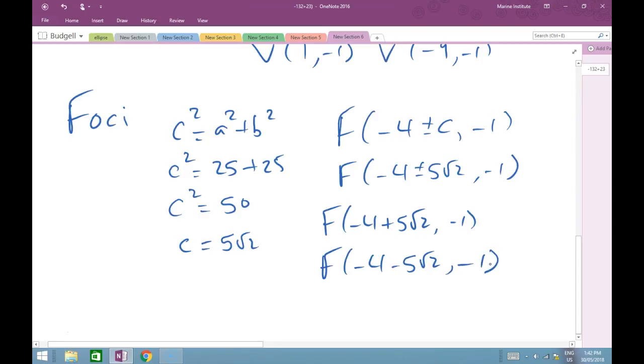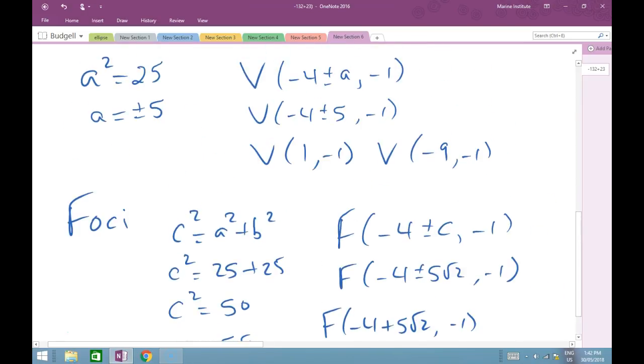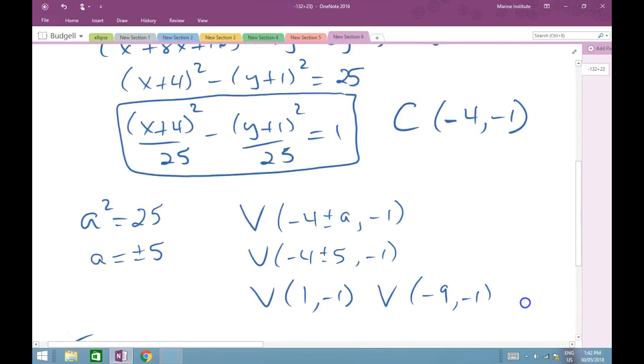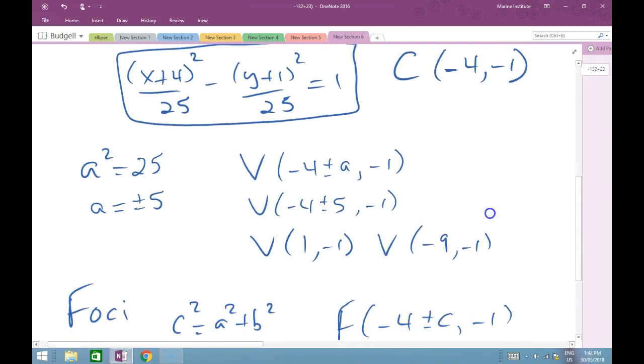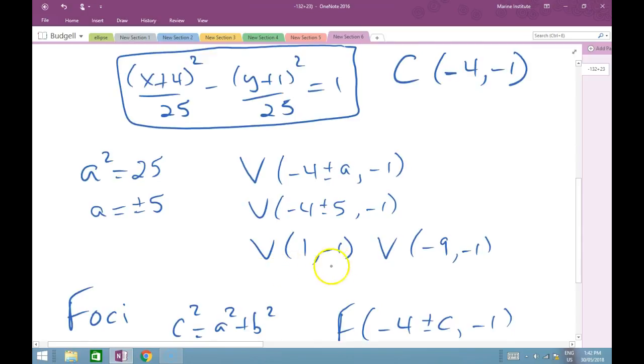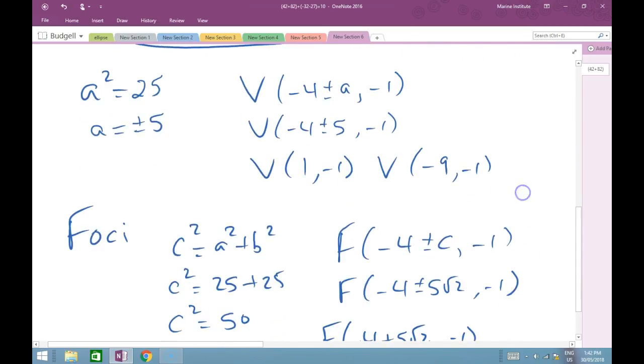And that's how you do a hyperbola. Find the center, changing it from a general equation to a standard equation. Find the two vertices we have right here and the two foci.